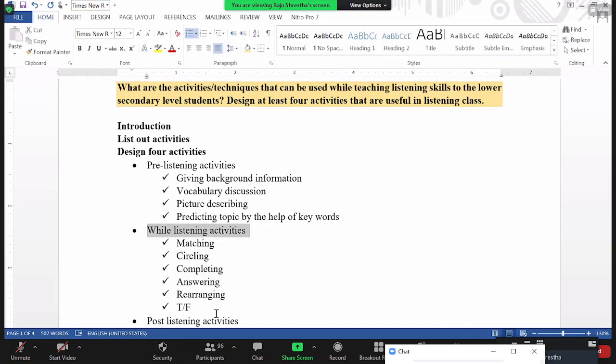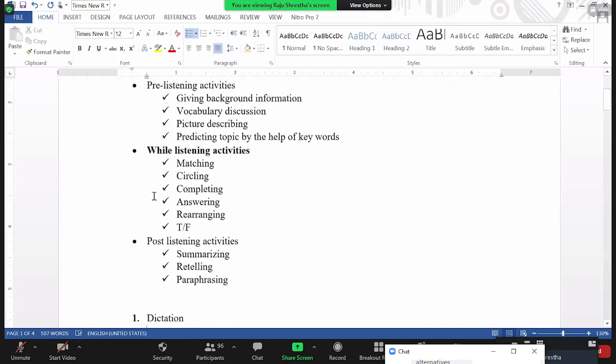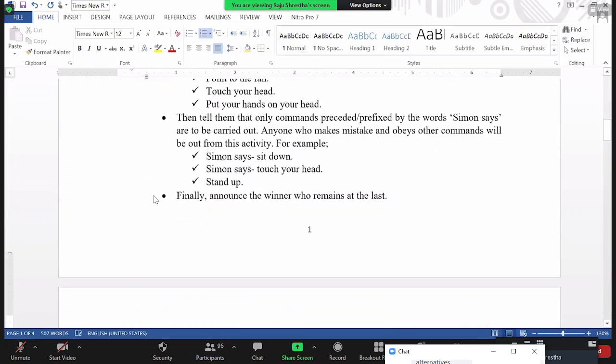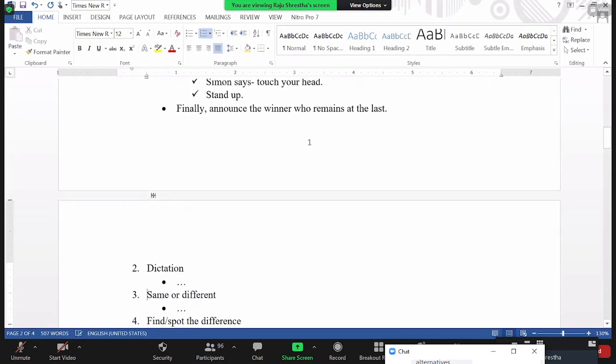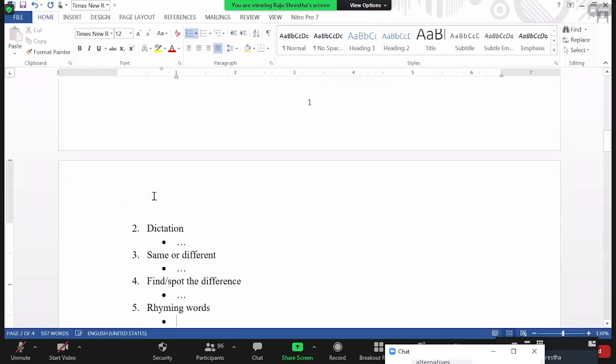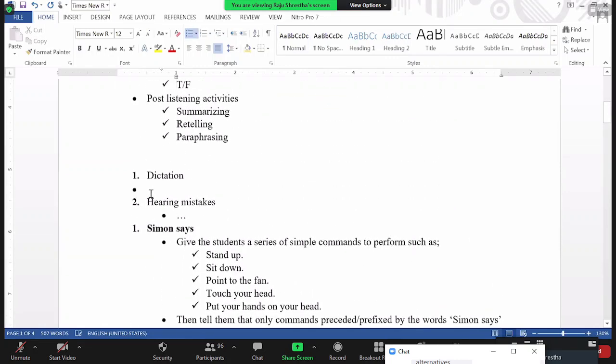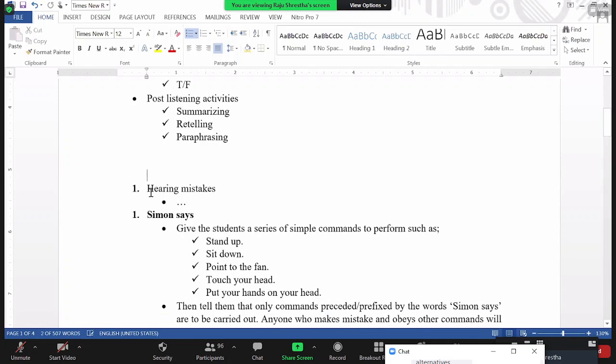But if you know like Simon says, dictation, hearing mistakes, then yes, same or different is for the different rhyming words. If you know and can describe, you are confident, then write these.